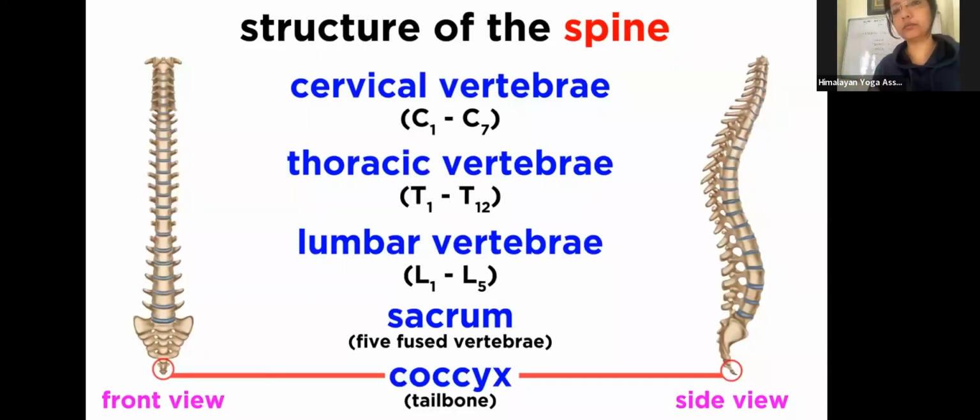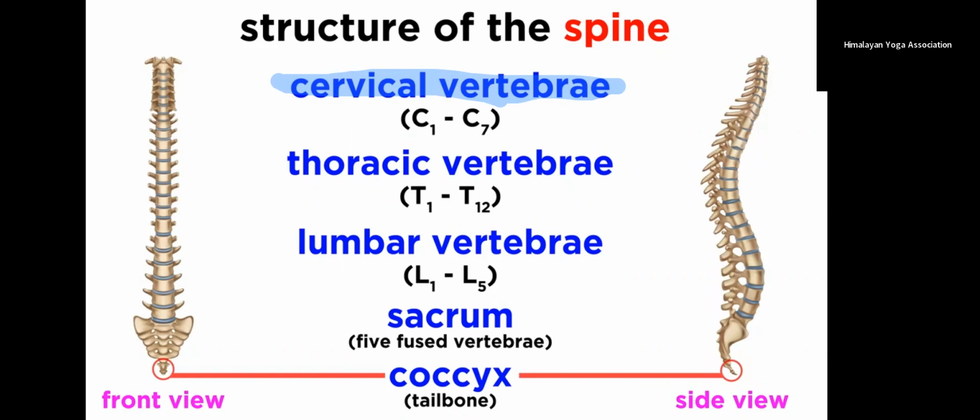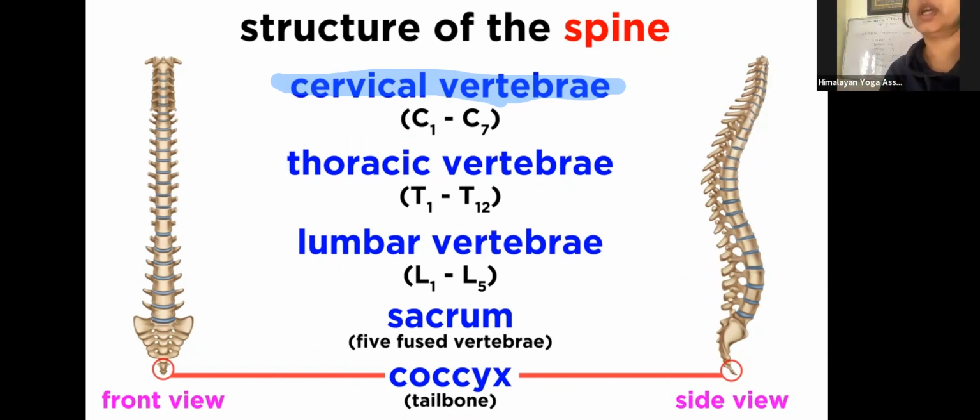Okay, so here we see cervical vertebrae. It's in the neck. You see front view and side view. Here we have 7 bones, C1, C2, C3, C4, C5, C6, C7. These 7 bones are the cervical region, and they send the signals to your arms. It is related to your neck and your arms.